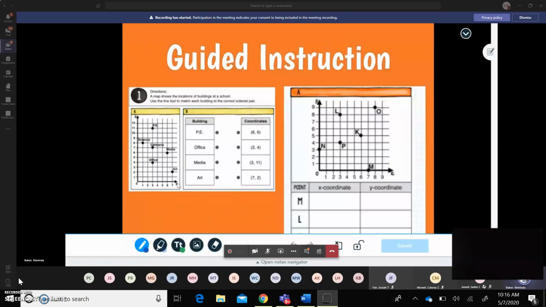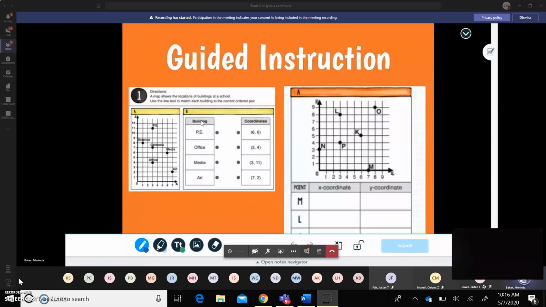Goes up to 7 and my y-axis goes up to 12. I need to find the coordinate pairs for PE, office, and the media center, and also the art room. First, I want to find my coordinate pair for PE.